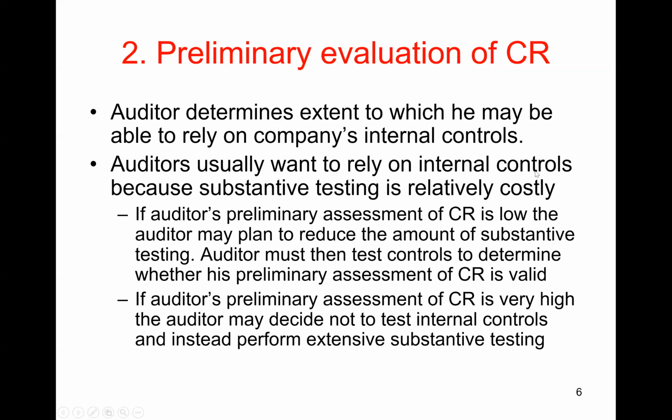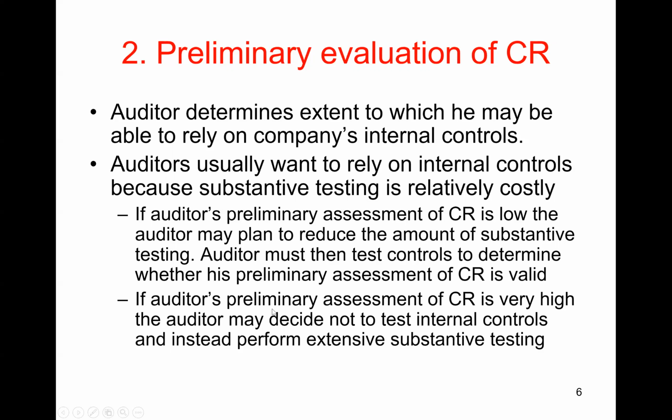Okay, so auditors usually want to rely on internal controls wherever possible because substantive testing is so costly. So if you can rely on the client's internal controls, you can reduce the amount of evidence collection from substantive testing. So if your preliminary assessment of control risk is low, you may plan to reduce the amount of substantive testing that you're going to perform. But then you have to actually test the controls to make sure that your preliminary assessment of control risk is correct. So in other words, if you think the control risk is low because the client has very good controls, then you have to actually test whether those controls are operating effectively.